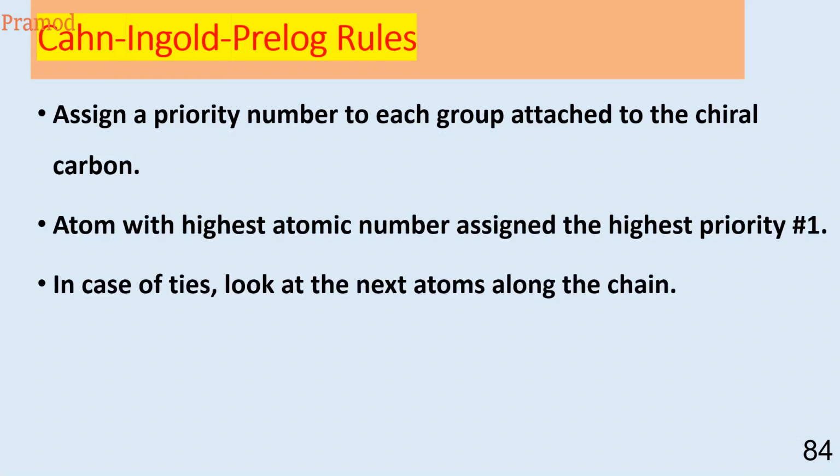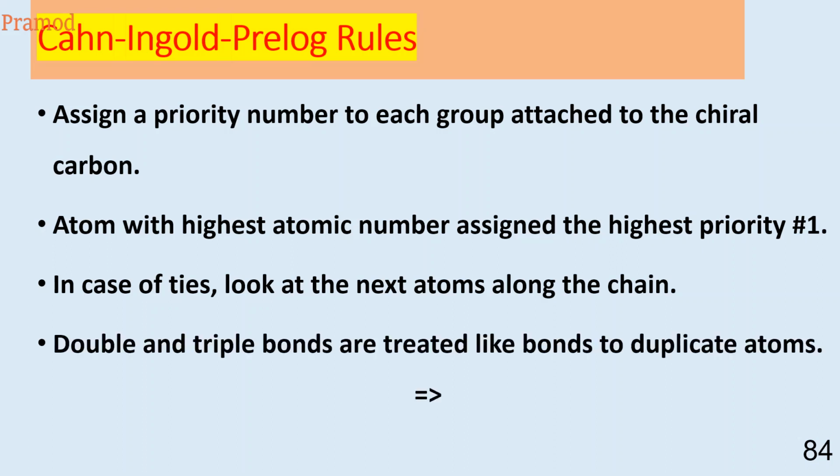So what does the Cahn-Ingold-Prelog rule say? Assign priority to the atoms attached to the double bond. The atom with the highest atomic number is assigned the highest priority. In case of a tie, look at the next atoms. If carbon and carbon are present, you have to go to the next. Double and triple bonds have to be converted into their equivalent single bonds.